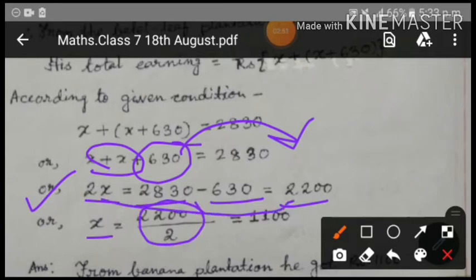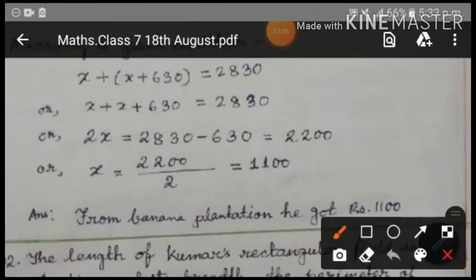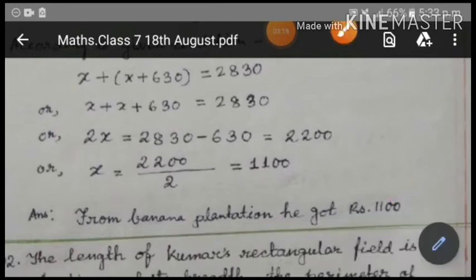This 2 goes down in the denominator and gets divided. So 2200 by 2, that means 1100. This is the value of x. So x, which we have taken as the amount obtained from the banana plantation, is rupees 1100. Now move to the next sum.